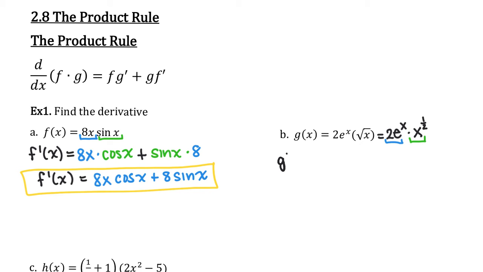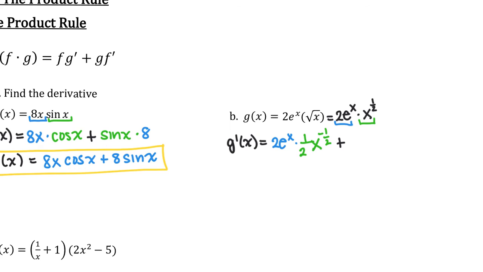So if I want the derivative of g of x, or g prime of x, I'm going to do the first function times the derivative of the second function. So that's going to be 1/2 x to the negative 1/2, plus I'm doing the second function times the derivative of the first function. The derivative of e to the x is e to the x, so I'm going to keep it 2e to the x.